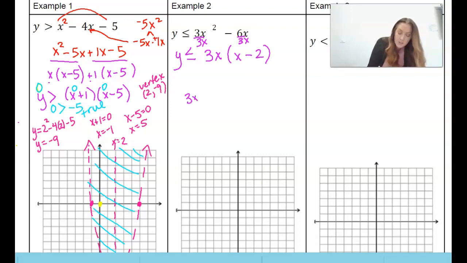So then we could take each of those factors and set them equal to 0 to find our roots. So divide by 3, so x equals 0. And add 2, so x equals positive 2. So remember, our vertex is right in the middle, which actually happens to be at 1.